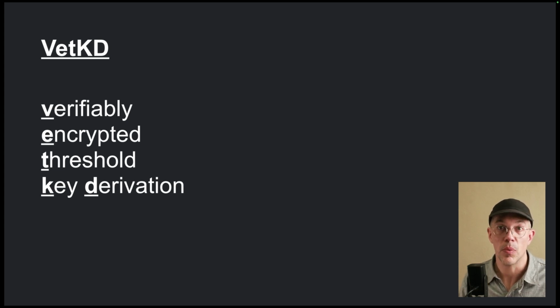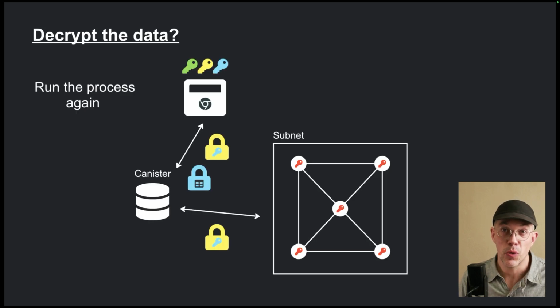It's encrypted, which we talked about. The key generated is encrypted at creation time and then passed on to the front end. And verifiably means that once in possession of the encrypted key, the front end should be able to verify not only that the right transport key was used, but also that the right derivation ID was used to create this key.